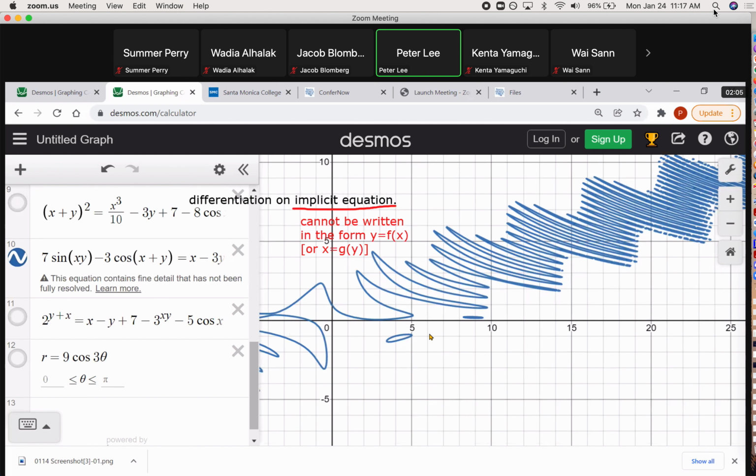But even for these kinds of graphs, the question is, are we interested in finding tangent lines? Yes, we are. But the thing is, we cannot solve for x in terms of y, or solve for y in terms of x. You cannot do either one. And so x and y are completely mixed together, and you cannot even separate them. This is the kind of equation we're dealing with.